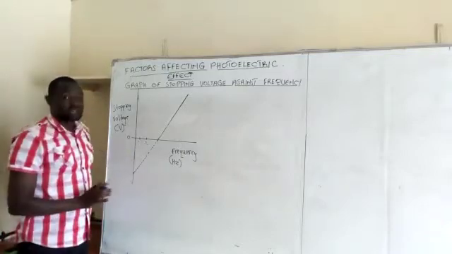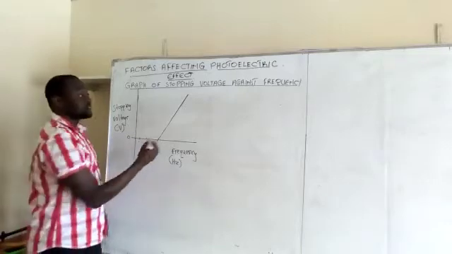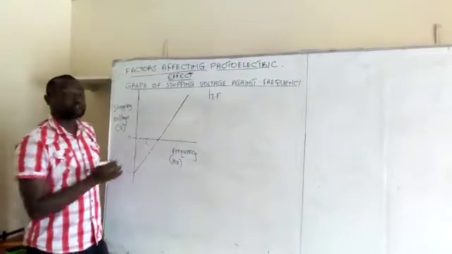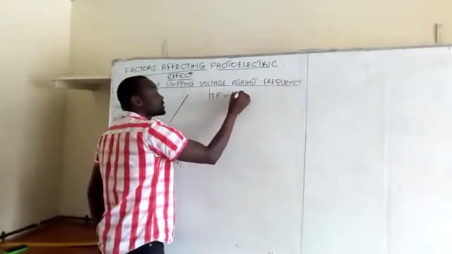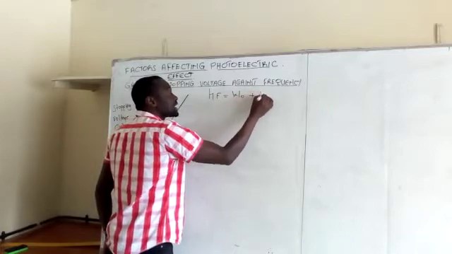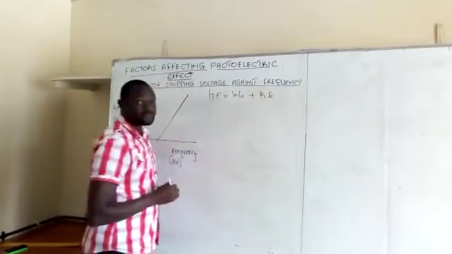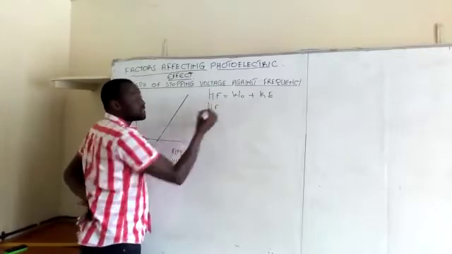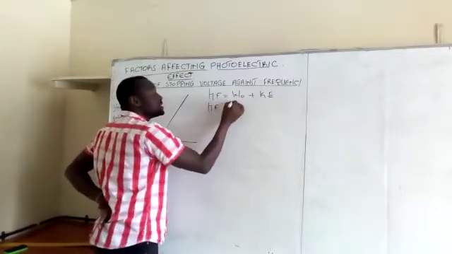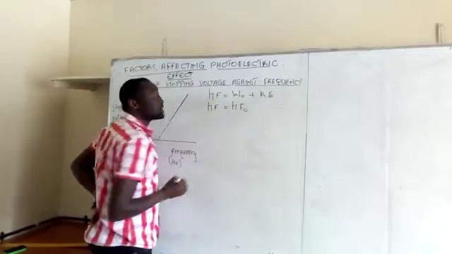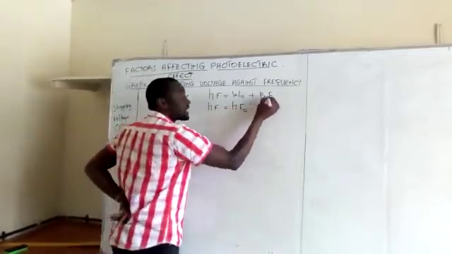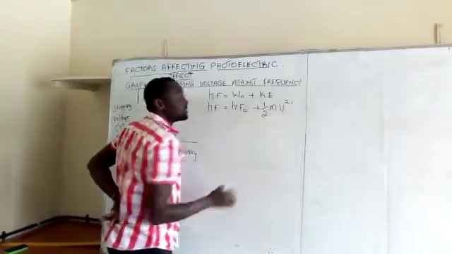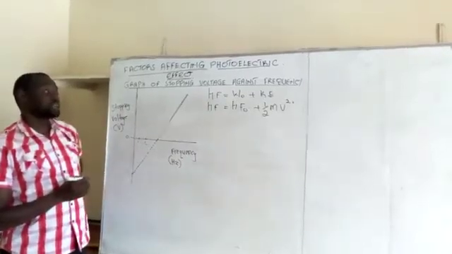The equation that gives us this graph, remember, is the energy of the radiation, hf, equals the work function plus the kinetic energy. Therefore, we have hf equals the work function, which is h times the threshold frequency, plus the kinetic energy, a half the mass of the electron times the velocity of the electrons squared.